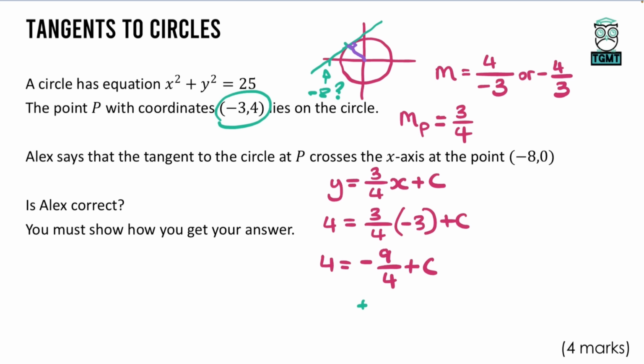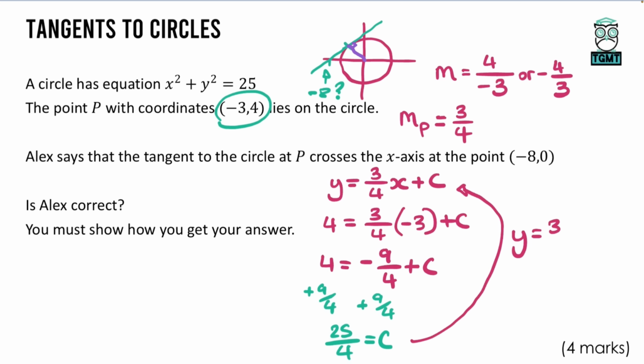So we add 9/4 to both sides. So plus 9/4. So I'll probably do 4 plus 9/4 on my calculator. Don't necessarily need it, but it is going to speed it up a little bit. So we get 25/4 is equal to c. I can now write the equation of the line by putting that c value back into my equation, and we get y equals 3/4 x plus 25/4.